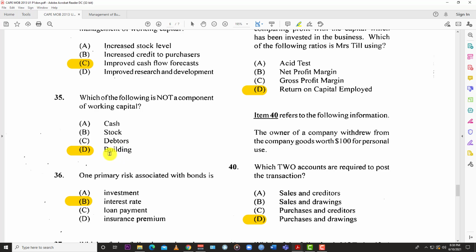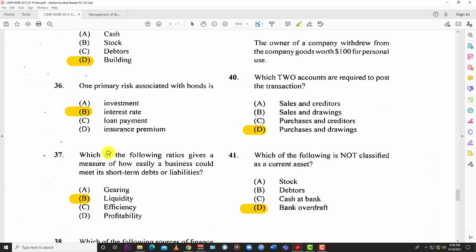All right, the building doesn't change depending on the level of production, but most of these other things tend to change based on the level of production, and they can vary. But this one, the building, it doesn't vary. It's not working capital. It's actually fixed capital.